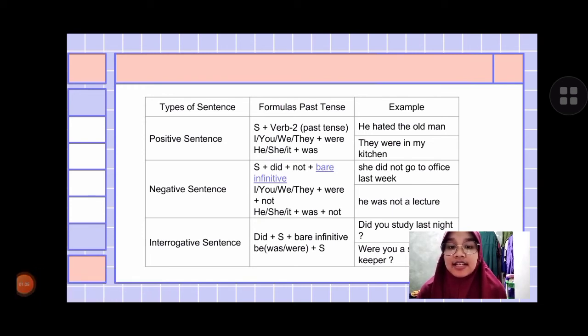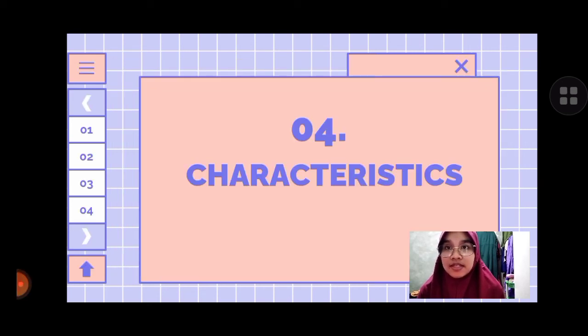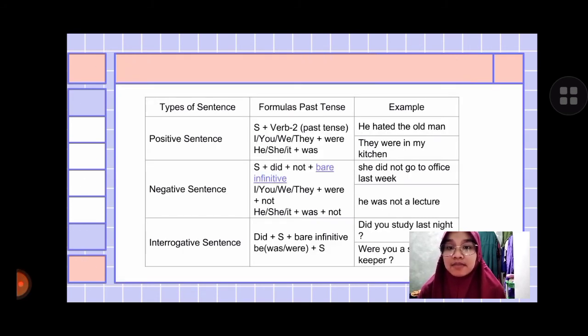The next, negative sentence. The formula in past tense: subject plus did plus not plus bare infinitive. I, you, we, or they plus were plus not; he, she, or it plus was plus not. For example: She did not go to the office last week. He was not a lecturer.